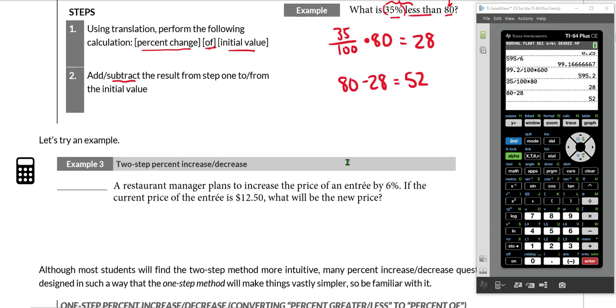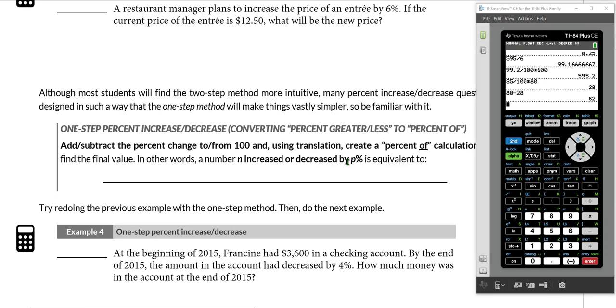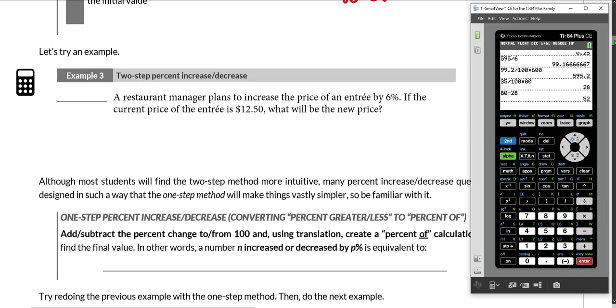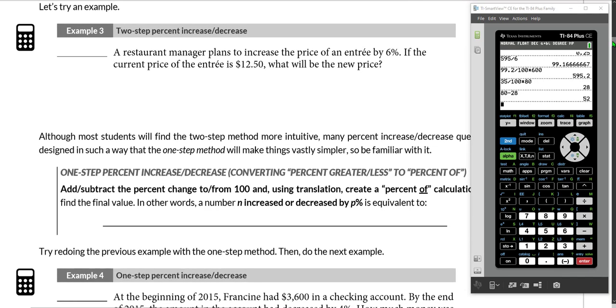Let's do an example using the two-step percent increase decrease process. In example 3, if you feel confident doing this on your own, go ahead and pause the video and do it. Example 3: a restaurant manager plans to increase the price of an entree by 6%. If the current price of the entree is $12.50, what will be the new price? So we need the new price.